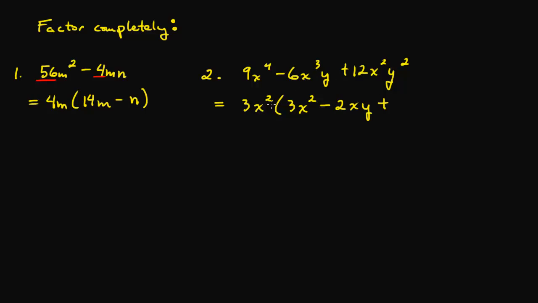Plus, well, 12 divided by 3 is just 4. X squared divided by x squared is just 1. And we didn't factor out a factor of y because y was not a common factor. So we get 3x squared times (3x squared minus 2xy plus 4y squared). So that concludes this video, and we'll see you in the next lesson.